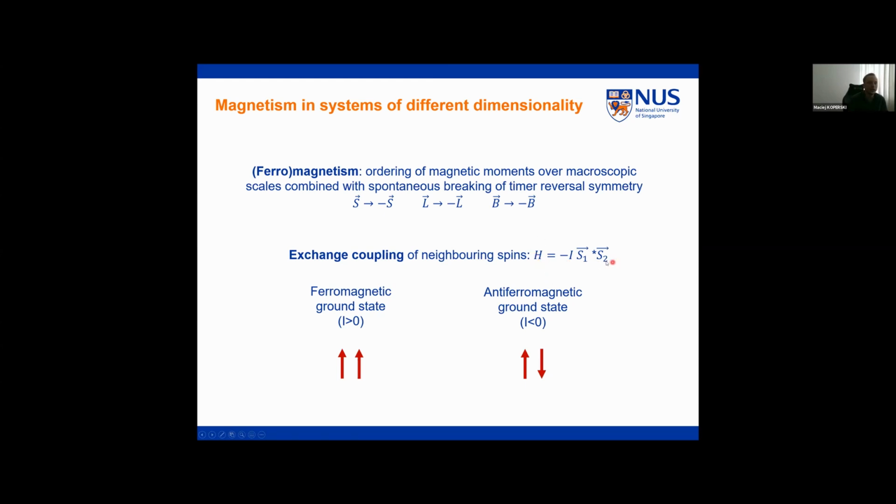This is a type of interaction between two neighboring spins that you can write in the form of a vector product of two spins with a parameter that is called the exchange coupling constant. And depending on the sign of this exchange coupling constant, you have two types of interactions. If the exchange coupling constant is bigger than zero, then parallel alignment of spins has lower energy, and we call such a state a ferromagnetic state. Or if the exchange coupling constant is smaller than zero, then anti-parallel alignment of spins forms a ground state, and then we call it an antiferromagnetic state.